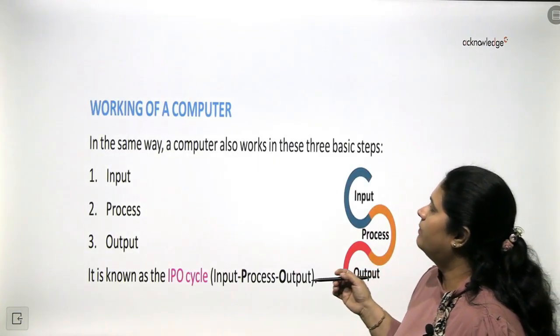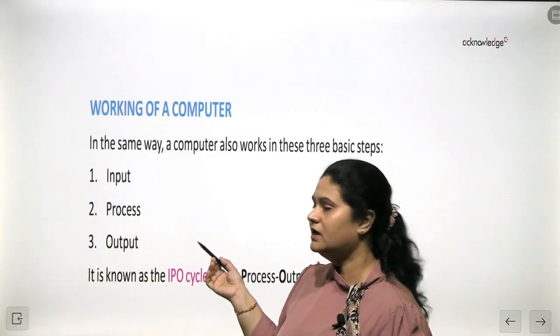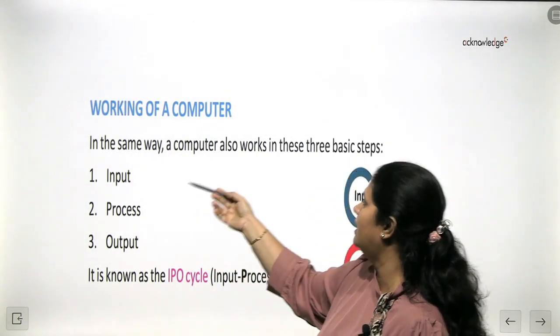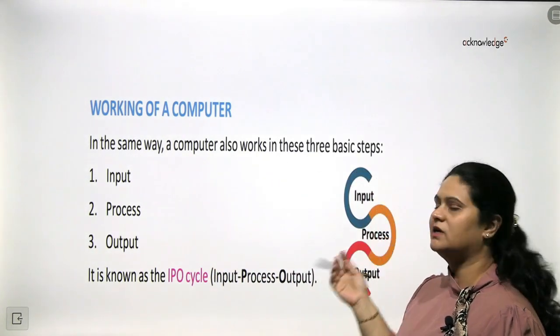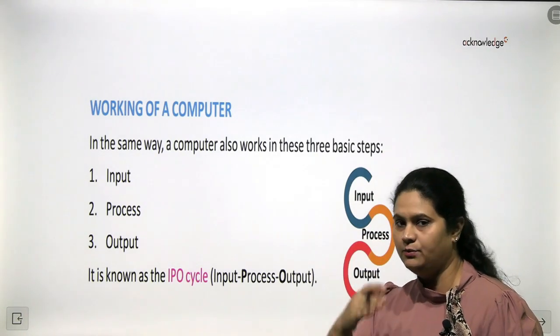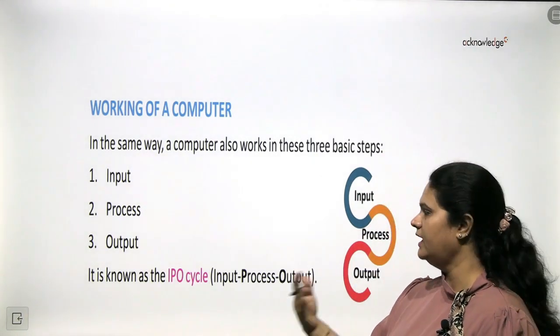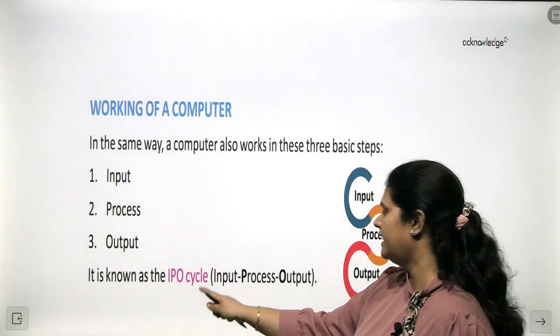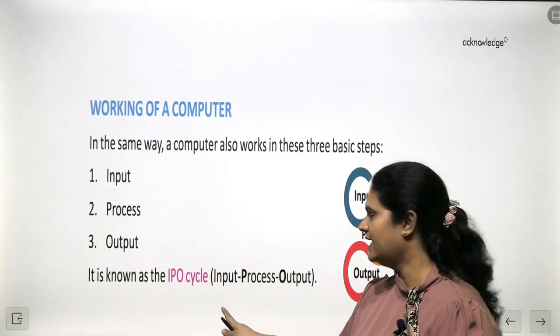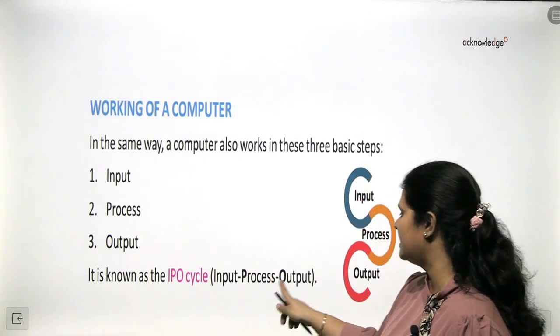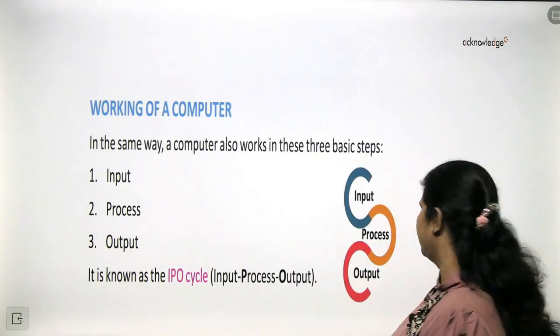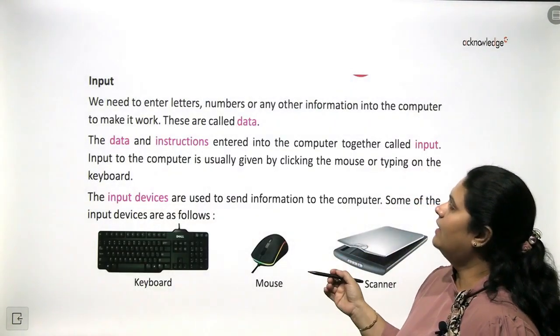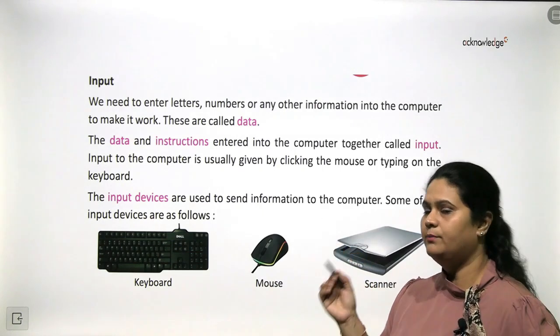Now, let us talk about the working of the computer. In the same way, a computer also works in these three steps: input, process and then the output. It is known as the IPO cycle. That is input, process, output cycle. Clear? Now, let us study about input.